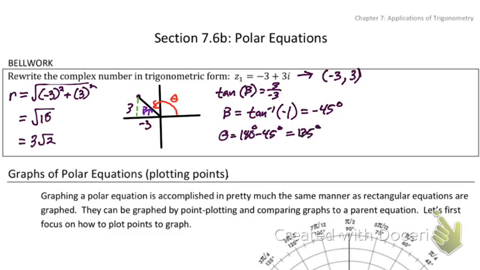I have my r, I have my theta, so we can go ahead and rewrite this as 3 square root of 2 times the cosine of 135 degrees, plus i times sine of 135 degrees. I guess I can use a parenthesis. And that is our final answer, D. Darn, I wish I would have picked that one.